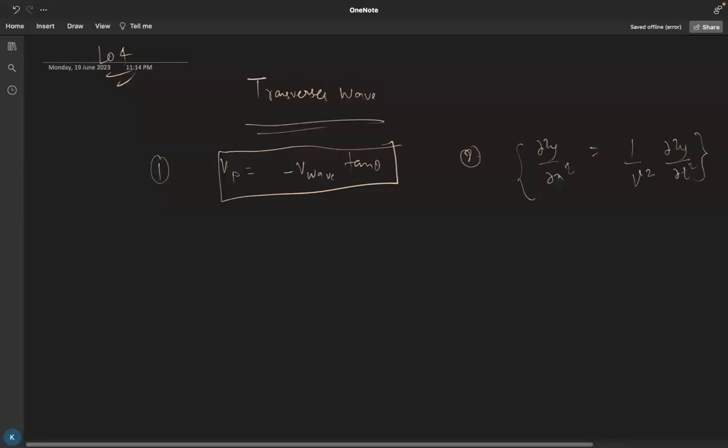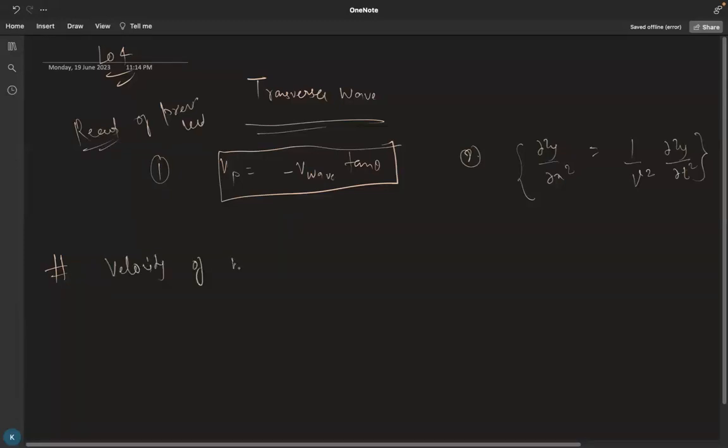Now in today's class we are going to learn about the thing termed velocity of a wave on string. Let me quickly give the heading. So these are a recap of the previous lecture. Let's start our today's topic, which is termed velocity of wave on string, right.